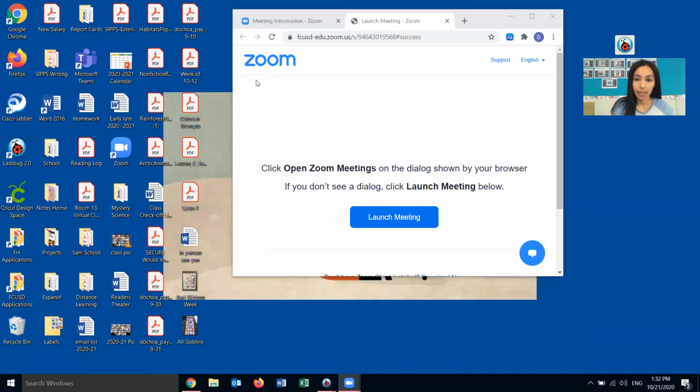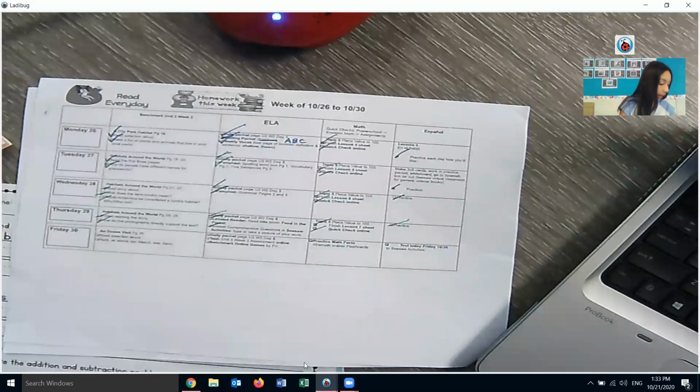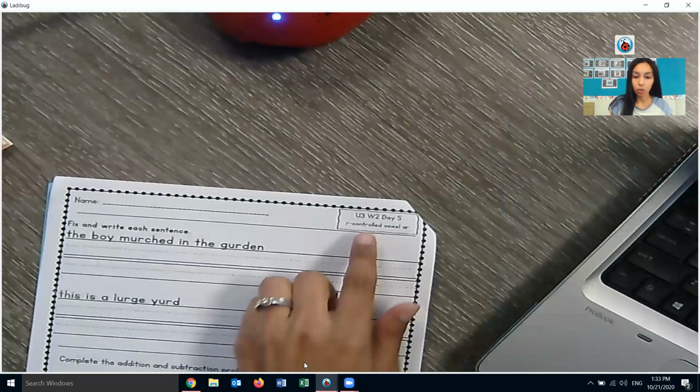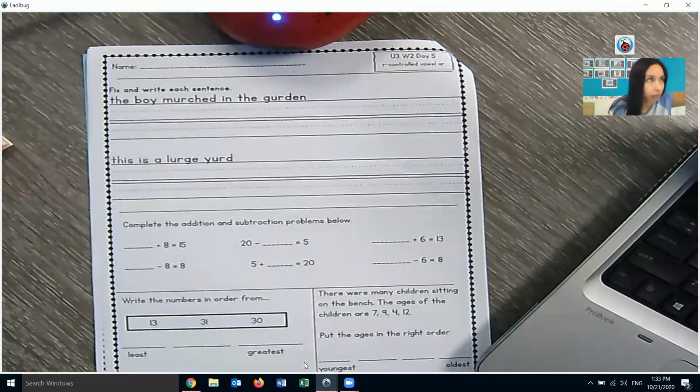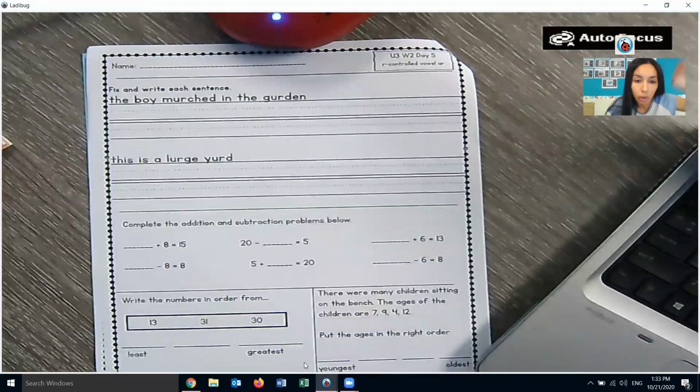So we're going to do our daily packet first. All right, so daily packet. We are on unit 3, week 2, day 5. So fix and write each sentence. Let's see if I can make this a little more clear.